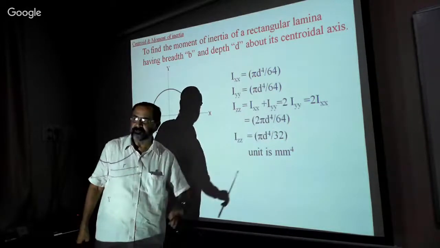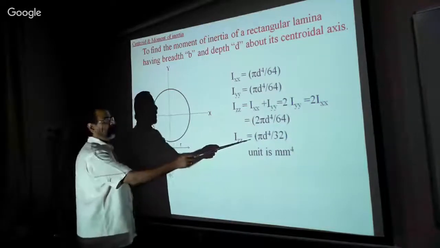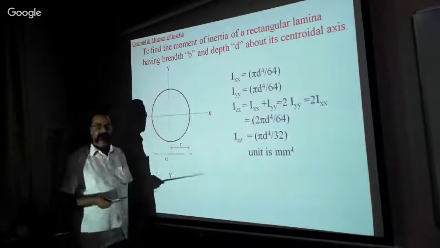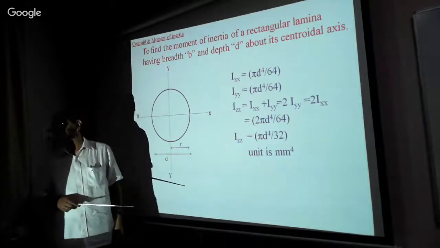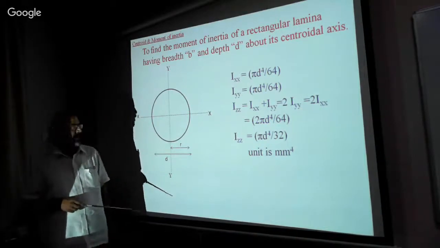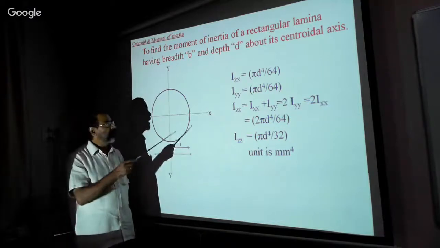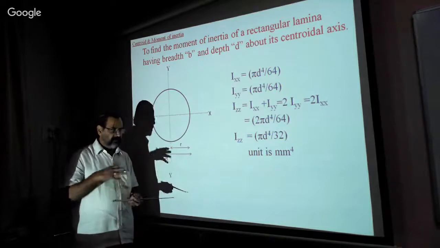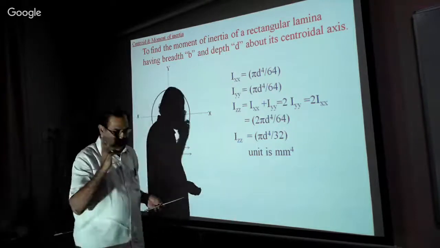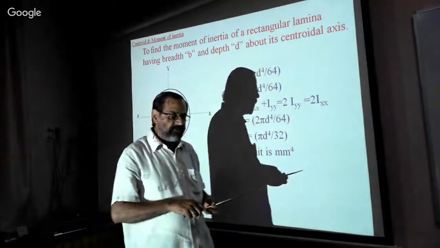So therefore, it comes to IZZ equal to pi d to the power of 4 by 32. And in some cases, we call this IZZ the polar moment of inertia. We call this IP, the polar moment of inertia. Sometimes we use that, isn't it? In torsion problems, we are going to use this polar moment of inertia.